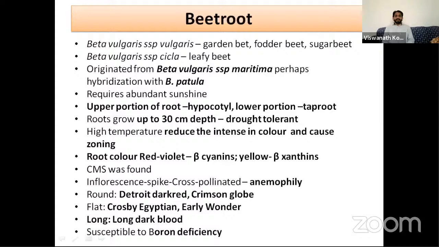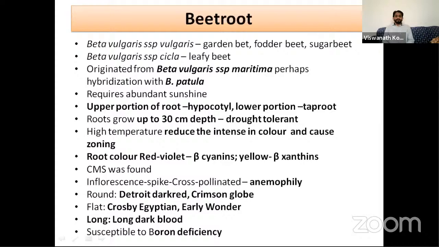If you see the root of beetroot, the upper portion of the swollen part is the hypocotyl and the lower portion is the taproot. In case of radish, it is primary root, secondary roots and hypocotyl. In case of turnip, it is only hypocotyl. In case of carrot, it is only taproot. In case of beetroot, it is a combination of hypocotyl and taproot. The top portion of the beetroot comes from hypocotyl, and the lower portion comes from the taproot.